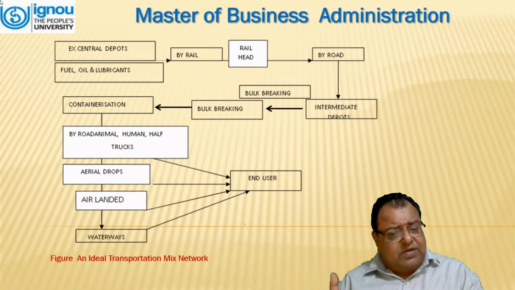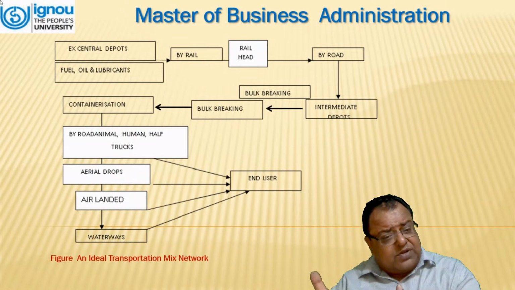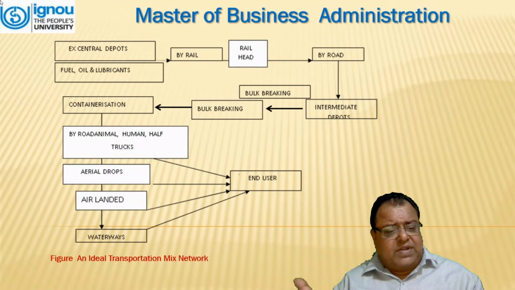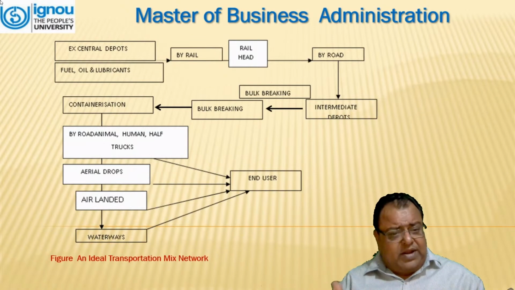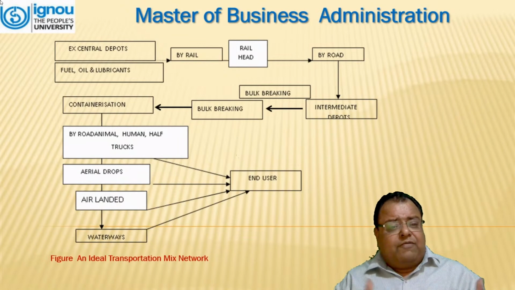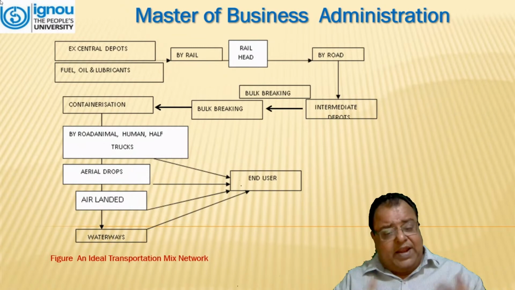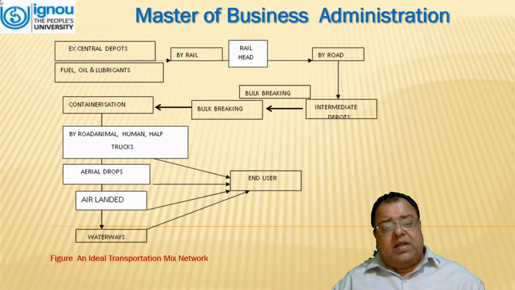The other ways used for how the end user gets the product can be by road, animal, human himself, half trucks, aerial truck, air landing, or by waterways. And these are the different transportation methods which are being deployed universally for providing the services as well as goods to the end user. With this, we will be concluding the session and we will be continuing in our next session with this part.